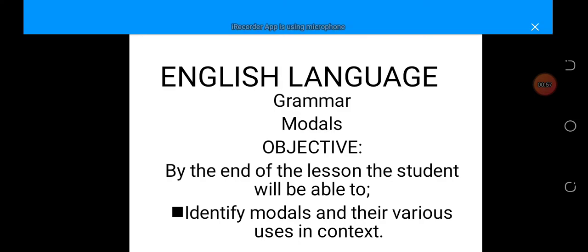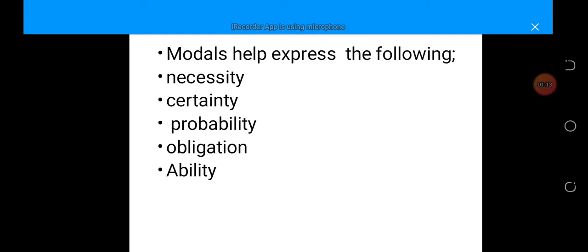So for today's lesson, like I said, we want to look at modals, specifically how to use these modals effectively in constructing sentences and in our spoken language. Some uses of these modals are to express necessity, certainty, probability, obligation, ability, permission, etc. We have a whole lot of uses, but today's lesson will look at just 3 of these uses of the modals.